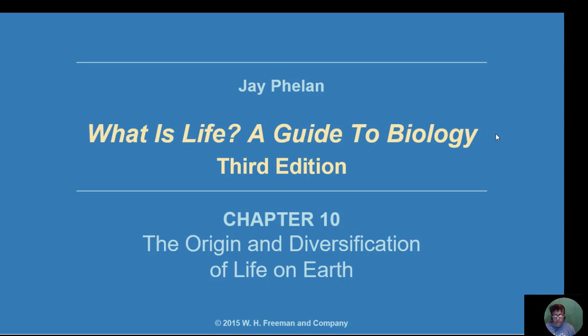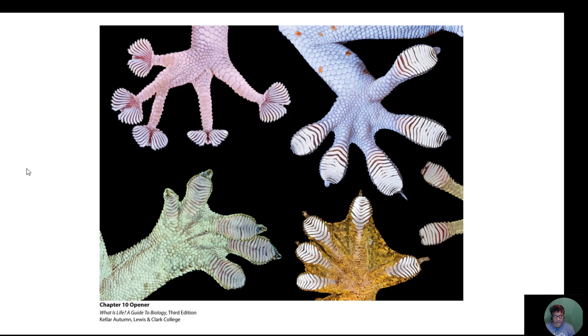Hi everyone. So today's lecture comes from your PowerPoint that's labeled Chapter 10. We're going to talk about the origin and diversification of life on Earth. So this is really cool.